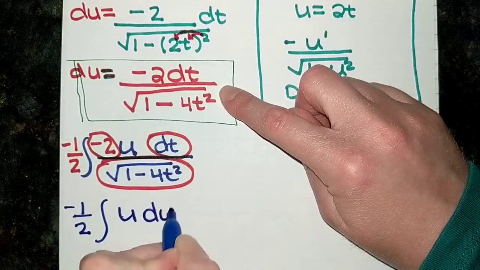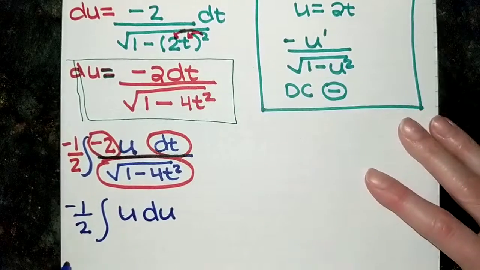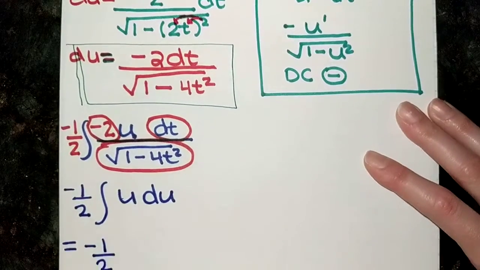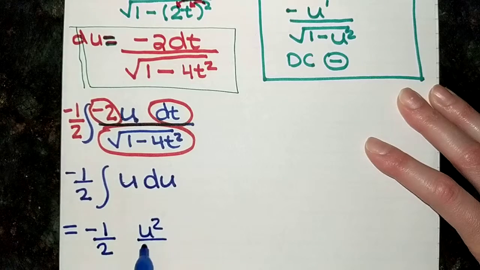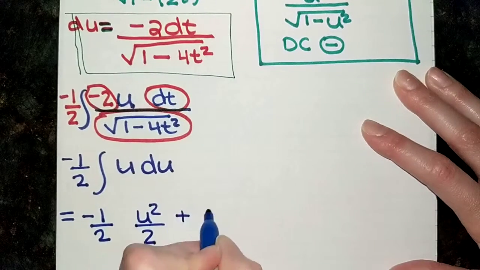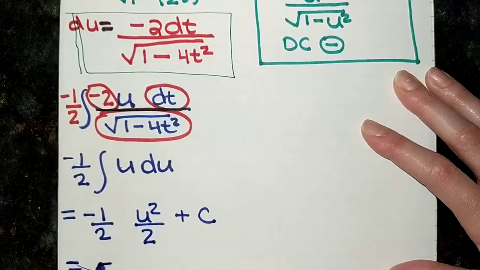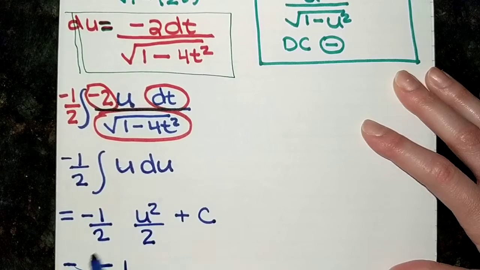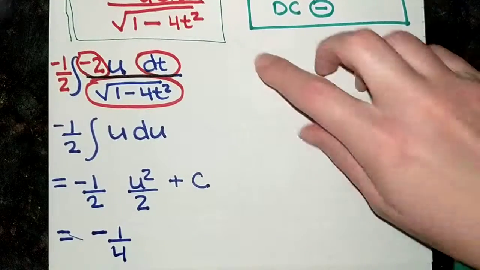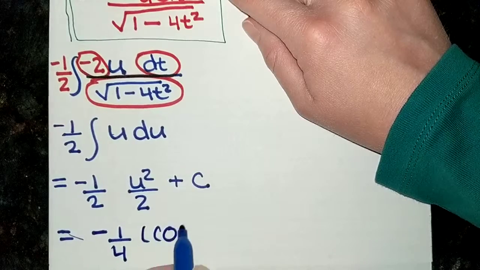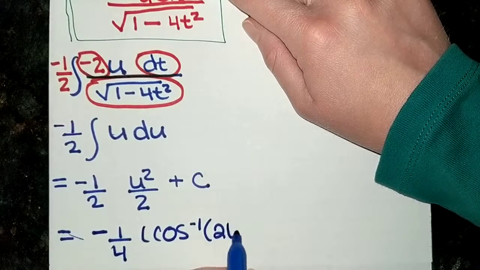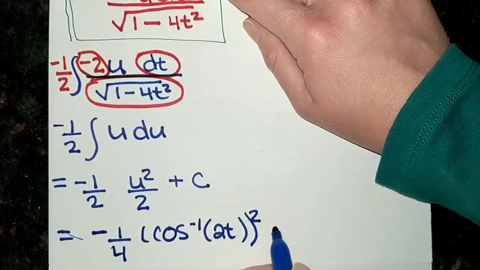So really we're just integrating u du. And to get that, we'll just add 1 to the exponent and then divide by the new exponent. And then our plus c. So this will become a negative 1/4. And then plugging back in our u, we will have cosine inverse of 2t quantity squared plus c.